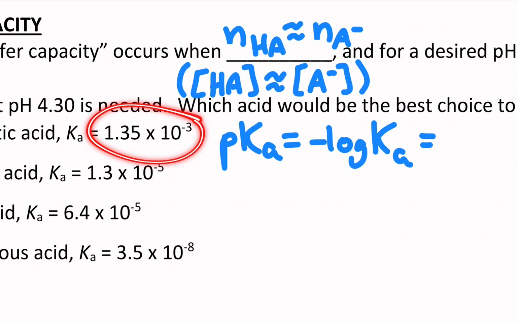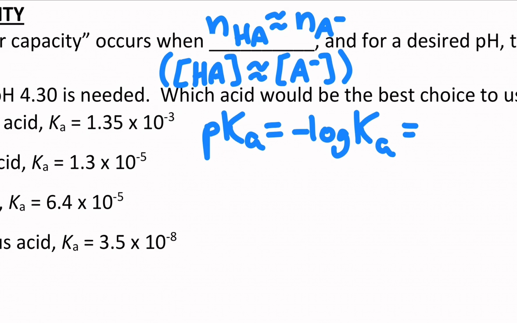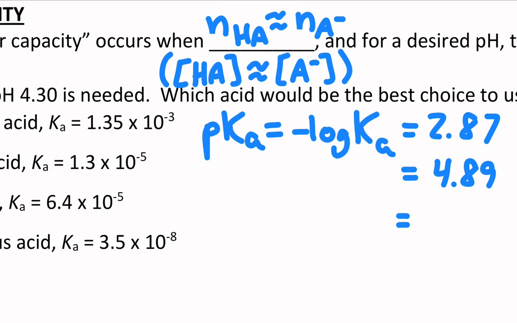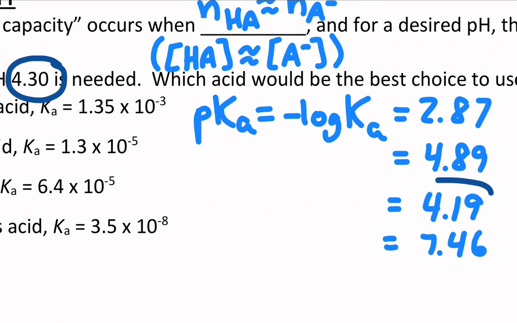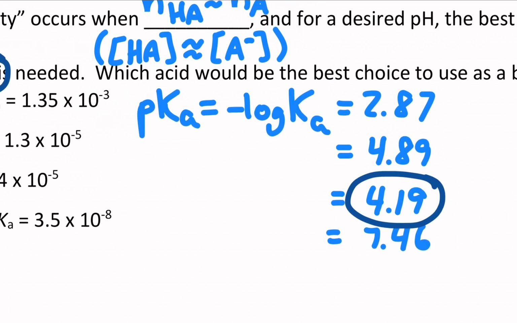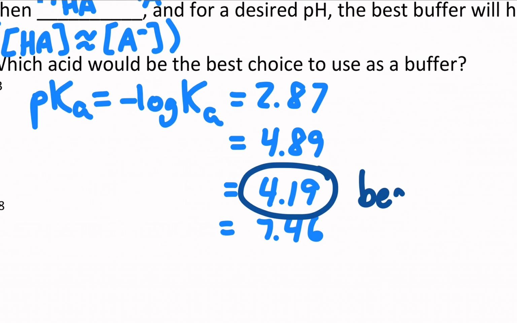The first one, if I take the negative logarithm of that number, I get 2.87. If I check the second one, I get 4.89. Third one, 4.19. And the last one, 7.46. We want a buffer that's pretty close to 4.3. The number that seems closest is certainly this benzoic acid. That's your best choice.